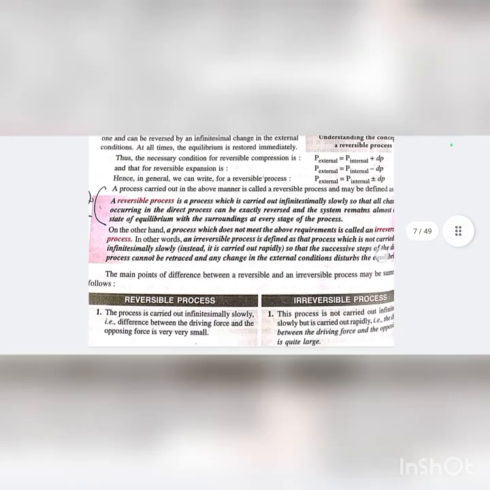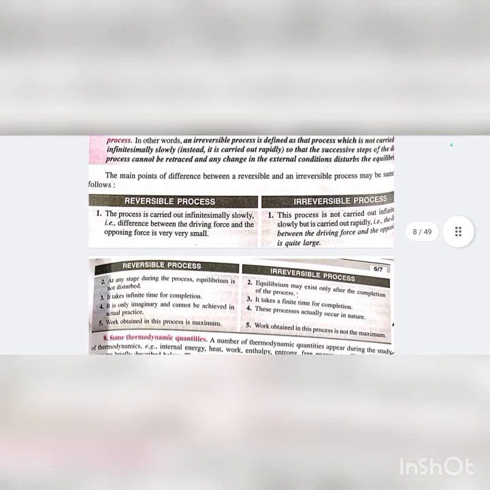Thus, a reversible process is a process which is carried out infinitely slowly so that all changes occurring in the direct process can be exactly reversed, and the system remains almost in a state of equilibrium with the surroundings at every stage. Now here are the main points of difference between reversible and irreversible processes. Reversible: the process is carried out so infinitesimally slowly that the difference between the driving force and the opposing force is very low.